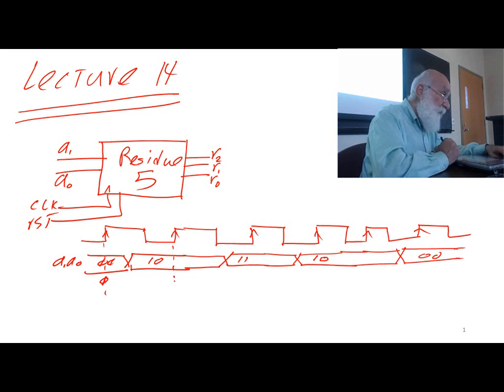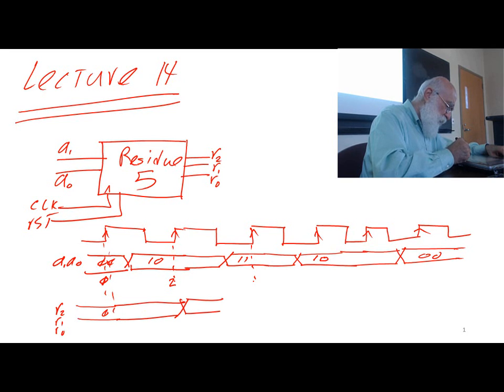All right. At this point, the total number I have received on A is 0. At this point, the total number I received on A is 0 plus 2, which is 2. At this point, the total number I received on A is 2 plus 3, which is 5. The remainder of 5 divided by 5 is 0, and therefore R2, R1, R0 is 0 so far.